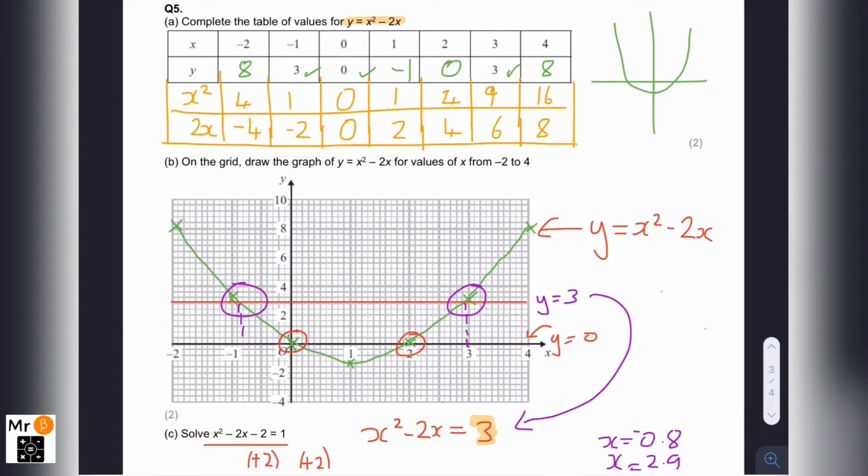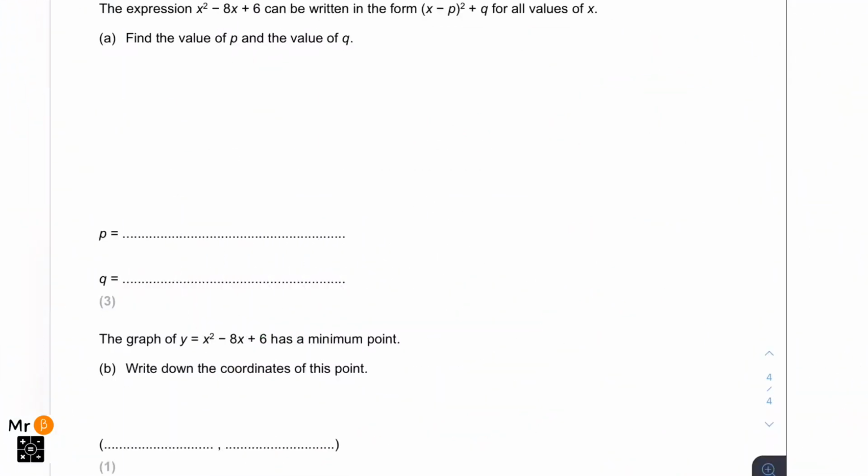So here we have just solved that quadratic. Don't worry if yours are slightly different, because there is a little bit of leeway in the answers, because everyone could draw their curve slightly differently. You'll see mine isn't perfect because I don't go through every single point, but that's because I'm completing this on my tablet. So our last question, question 6.